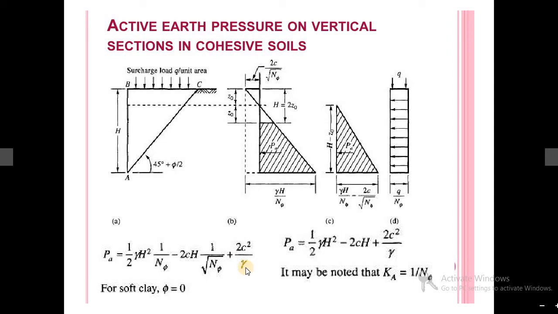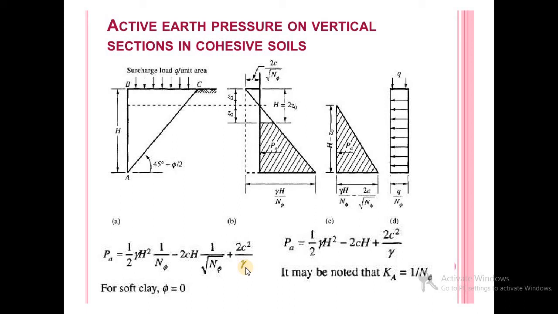So here this Nφ will be the parameter which is based on tan square (45 plus φ by 2). So in that case we'll be discussing this cohesive soil. If you know the Mohr circle well, then it will be very easy to understand this concept of the Rankine's earth pressure theory for the cohesive soils.